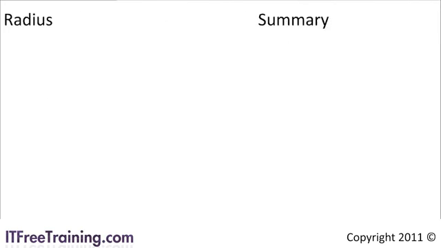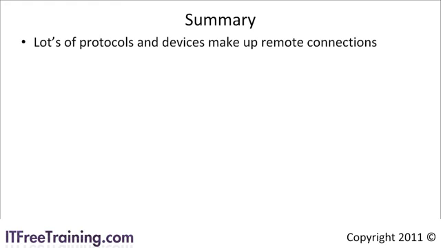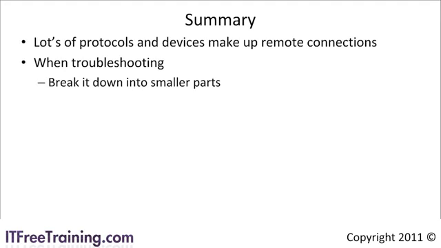When you start configuring your network for remote access, remember, a lot of protocols and devices are used when a remote connection is made. This means there are a lot of places where problems can occur. When troubleshooting, break the problem down into smaller parts. Can you ping the other side? If so, the connection is fine.